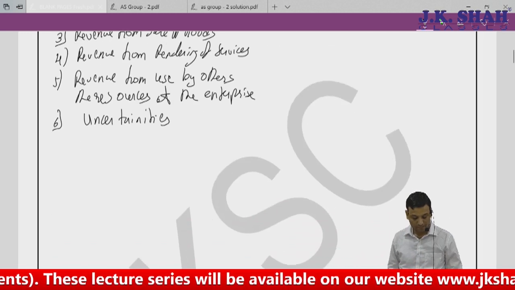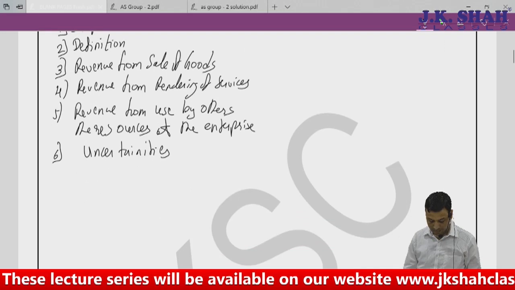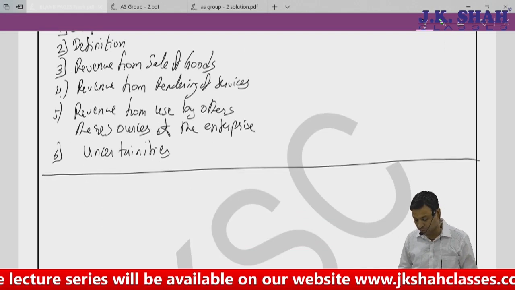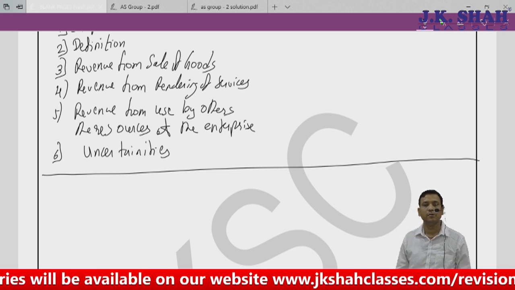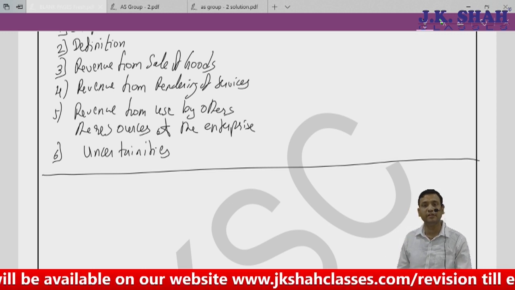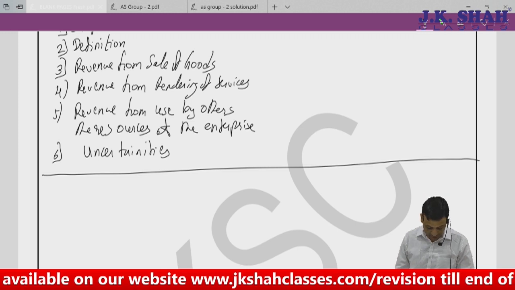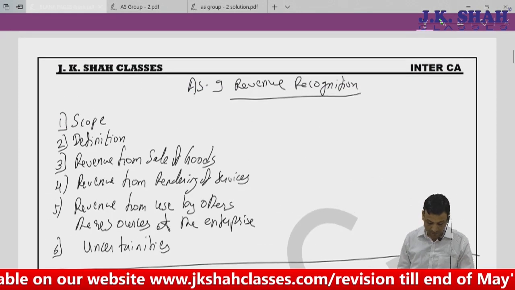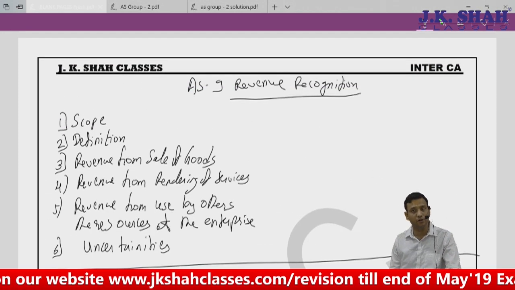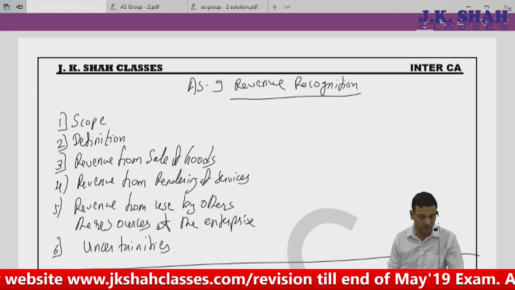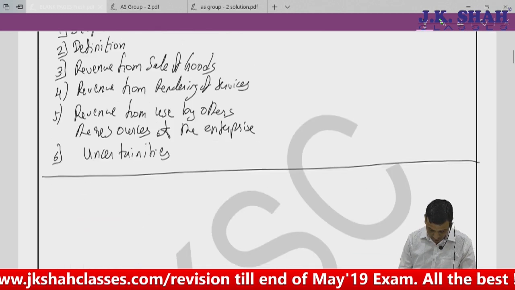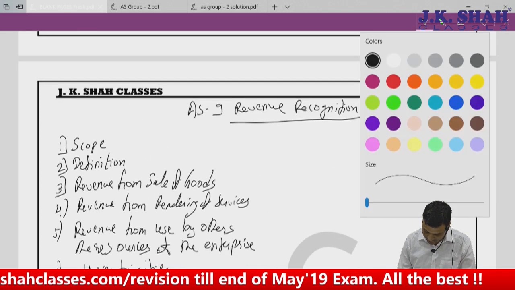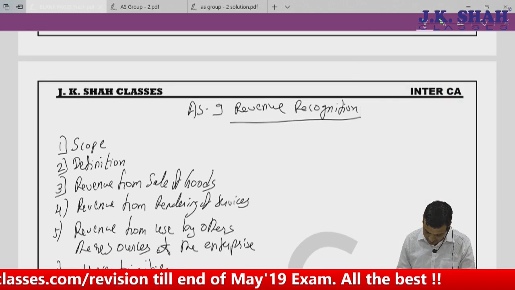Now, the way we learned AS7, exclusively a standard for recognizing revenue for persons who are engaged in the business of construction. Similarly, we also have a standard with respect to recognizing revenue from sale of goods, rendering of services, and use by others, the resources of the enterprise. Now let's understand the scope. I'll just write down the scope here itself so it becomes easier.